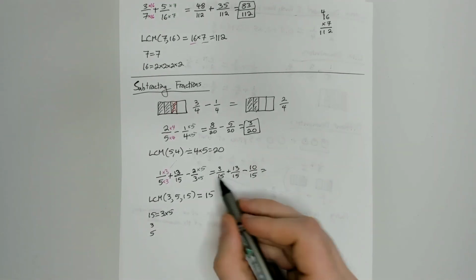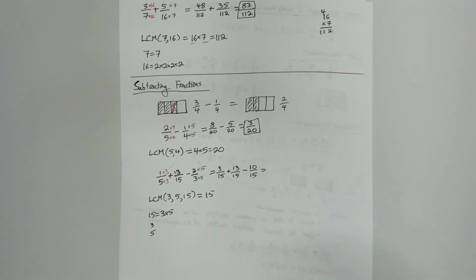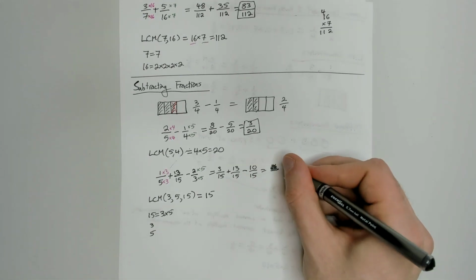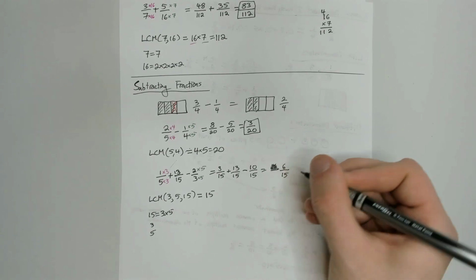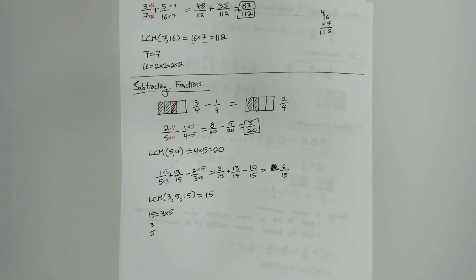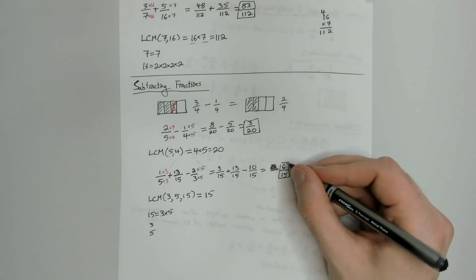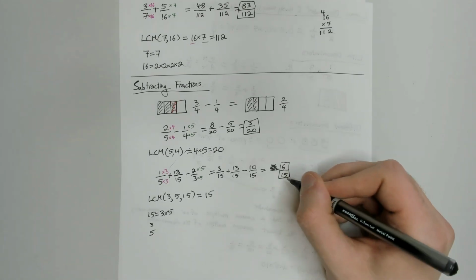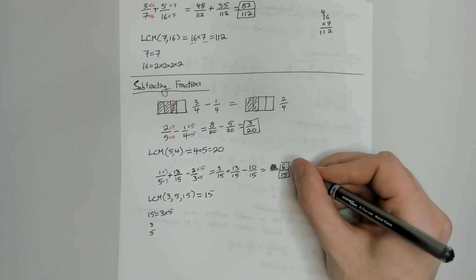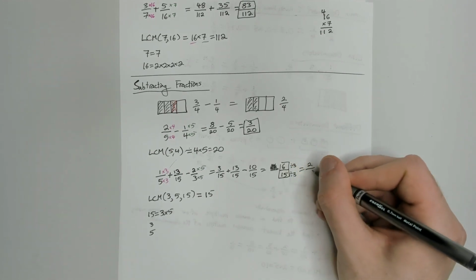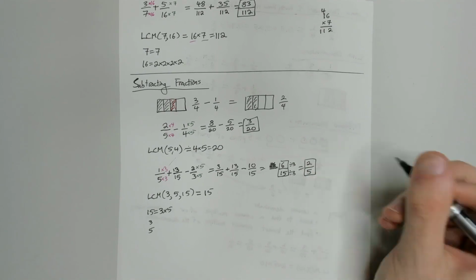So now it's just all about the numerators because our denominators are the same. So 3 plus 13 is 16, then we're subtracting 10, so we're going to get 6 out of 15. So our final answer is going to be 6/15. Oh, except we can also simplify this, right? Because 6 and 15 are both divisible by 3. Right, so if we divide them both by 3, then that gives us 2/5, and 2/5 will be our simplified answer.